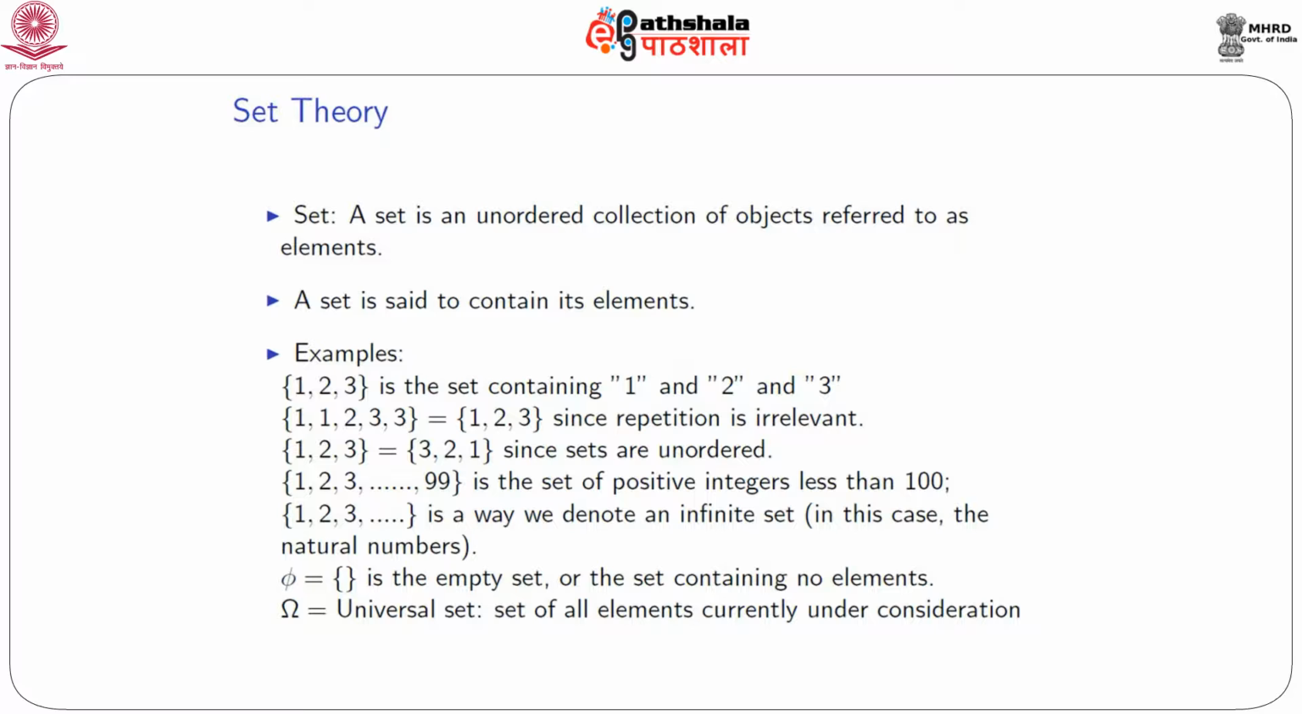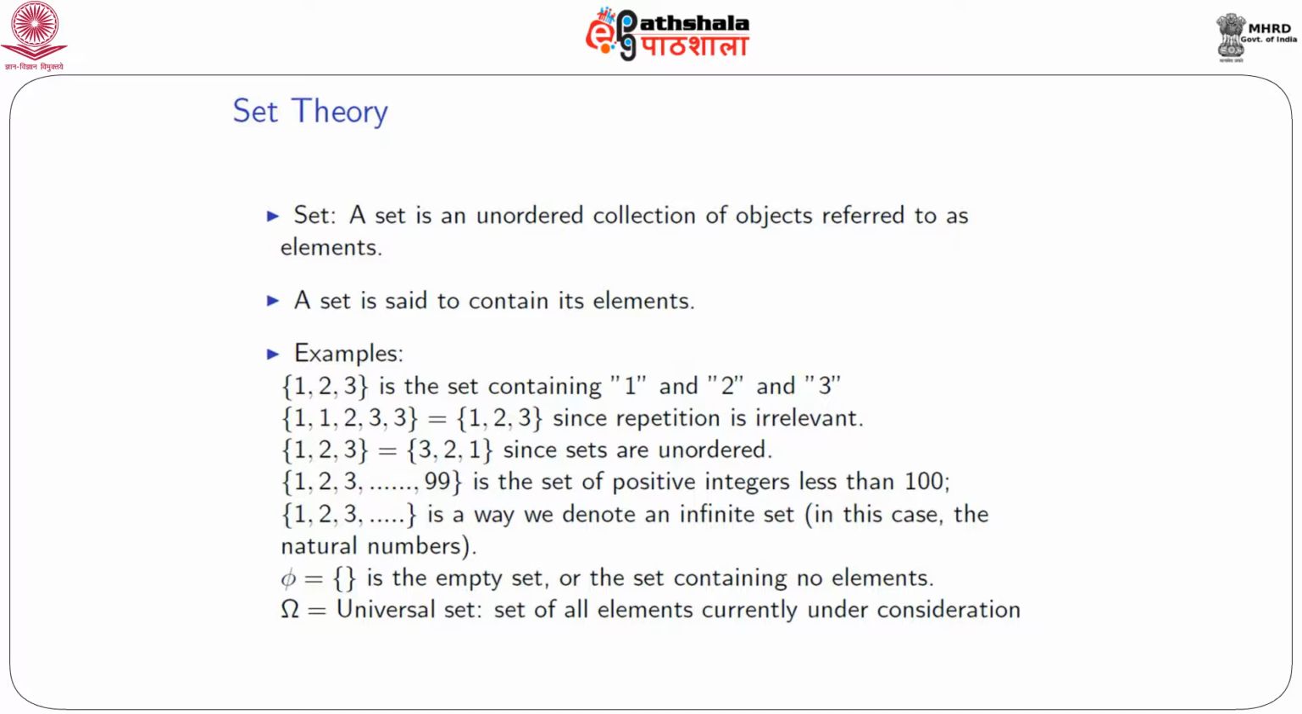Now, this set {1, 2, 3} can be written as {3, 2, 1} because sets are unordered. So, ordering does not have any effect on a set. Now, this is another set: 1, 2, 3 up to 99. We can say that it is a set of positive integers less than 100. Or we can have an infinite set too, where the number of elements is not finite. If you consider this set 1, 2, 3, 4 and so on, it is a way to denote an infinite set. In this case, this is the set of natural numbers.